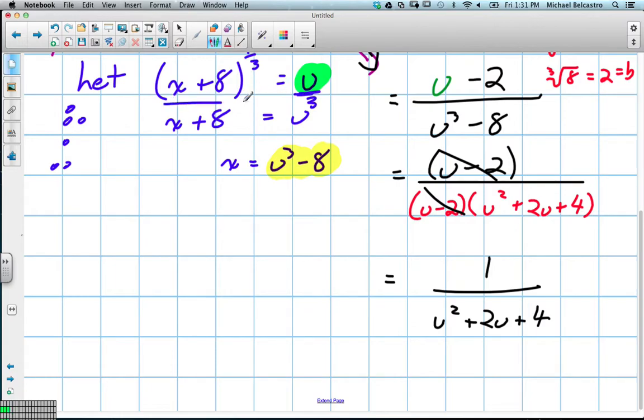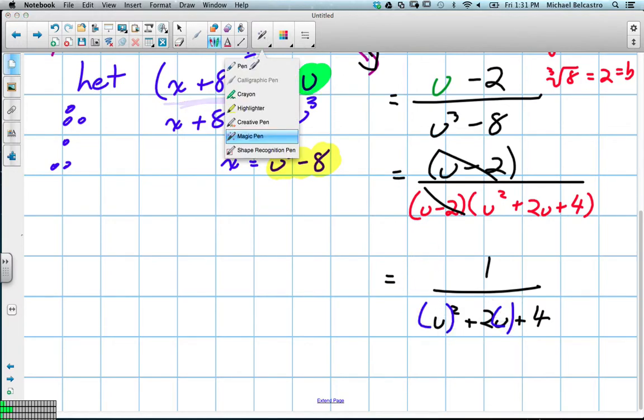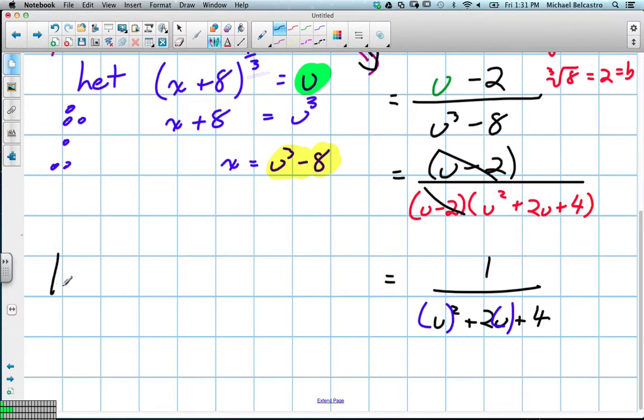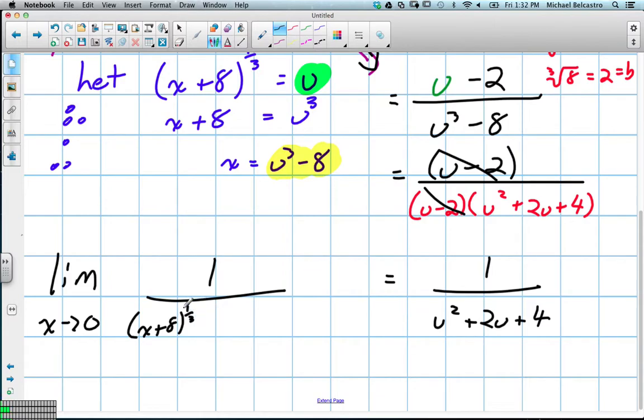We know that u is equal to the cube root of x plus 8. So we're going to plug these values back in for our u's so that we can now go back into our limit form. My limit as x approaches 0 is now, again, 1 over x plus 8, and then this exponent is multiplied by the other exponent of 2 here.